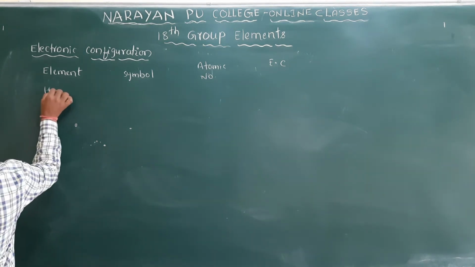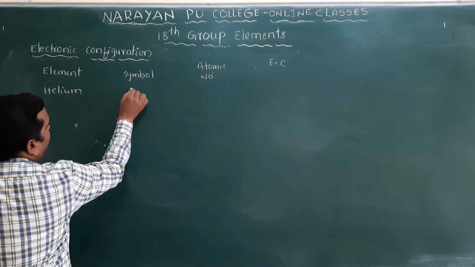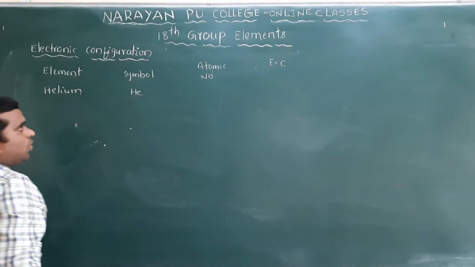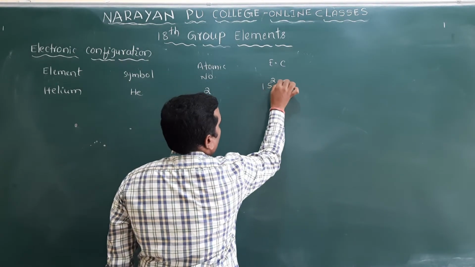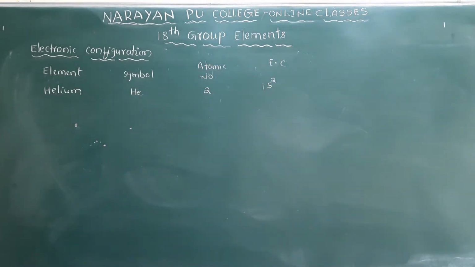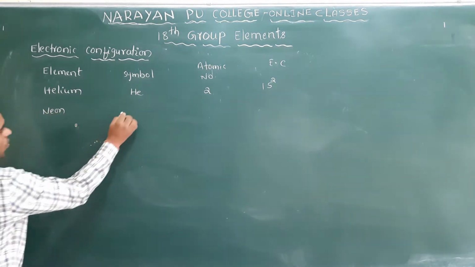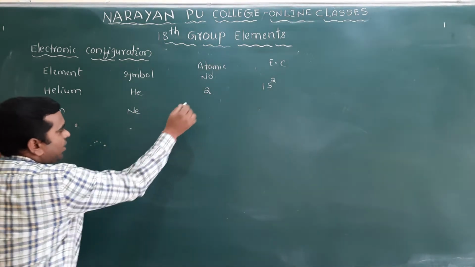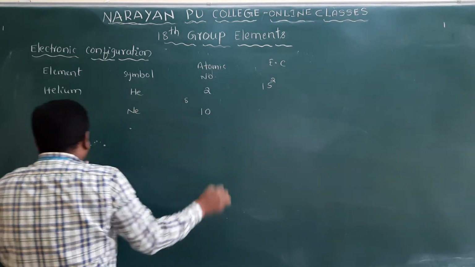First one is helium, which you already know. What is the symbol of helium? He. What is the atomic number of helium? 2. What is the electronic configuration? 1s2. Clear? And the next one, after helium, is neon. What is the neon symbol here? Ne. What is the atomic number here? 10, that is 2 plus 8.